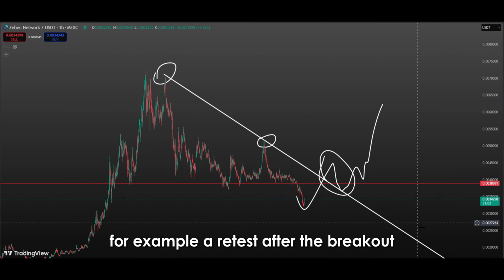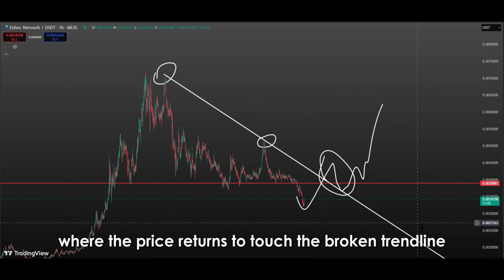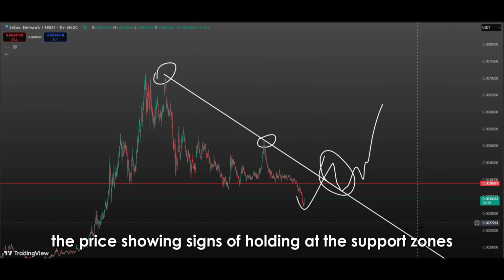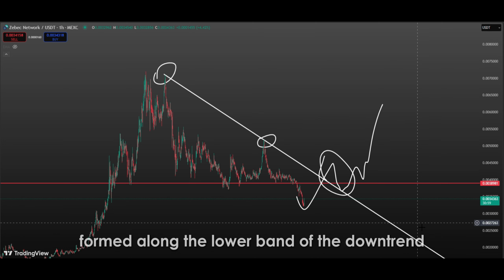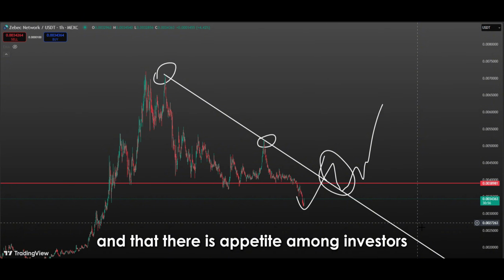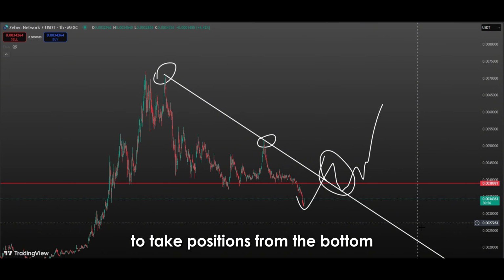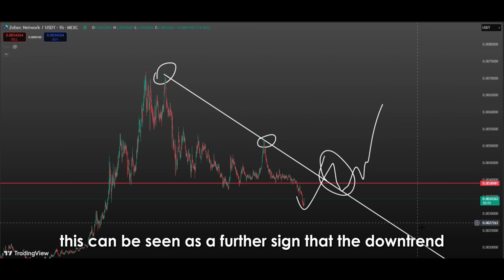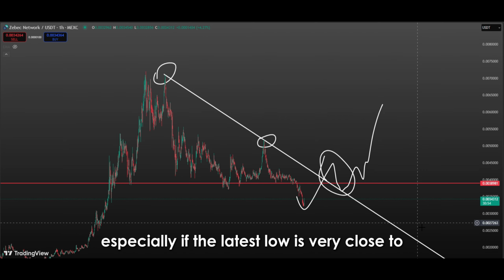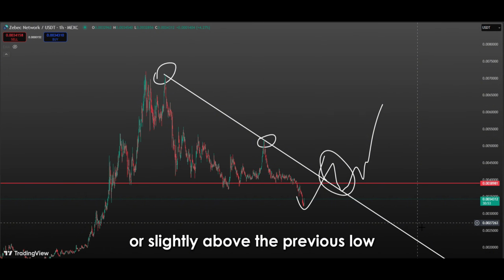For example, a retest after the breakout, where the price returns to touch the broken trend line and finds confirmation, can lead to a more decisive upward movement. In addition, the price showing signs of holding at the support zones formed along the lower band of the downtrend indicates that buyers are still active and that there is appetite among investors to take positions from the bottom. This can be seen as a further sign that the downtrend may be coming to an end, especially if the latest low is very close to or slightly above the previous low.